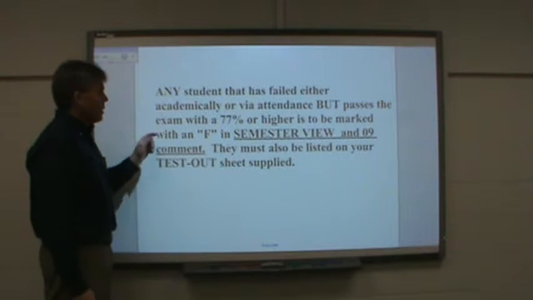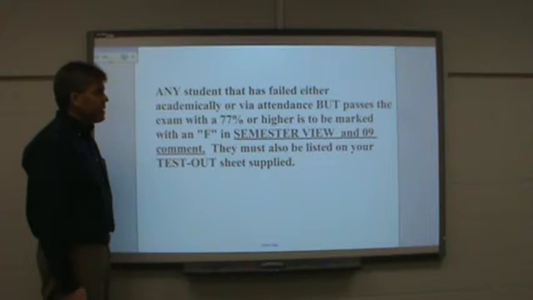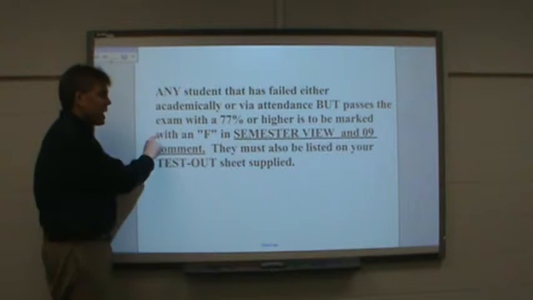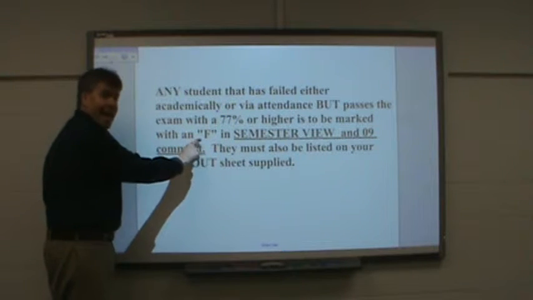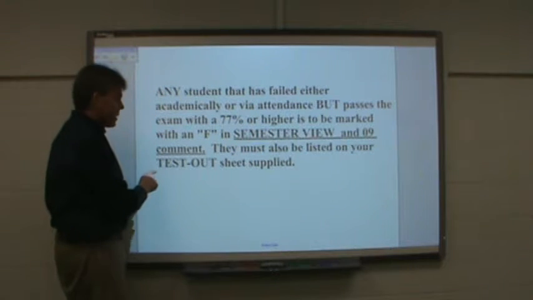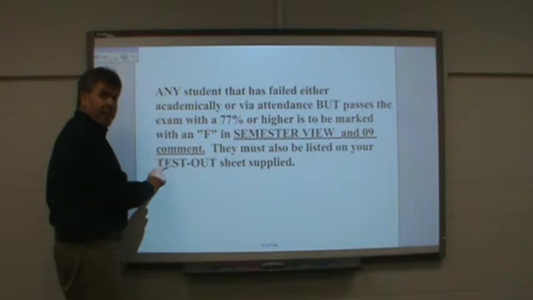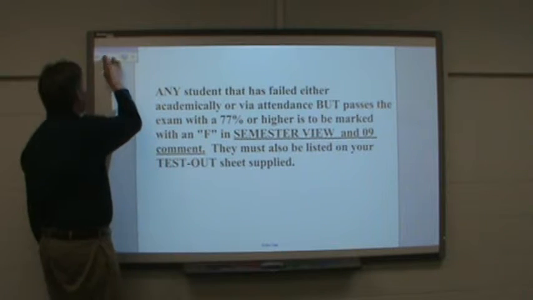Any student that has failed either academically or via attendance but passes their exam with a 77 or higher is to be marked with an F in semester view and a 09 comment. They must also be listed on your test out sheet that we just showed you.